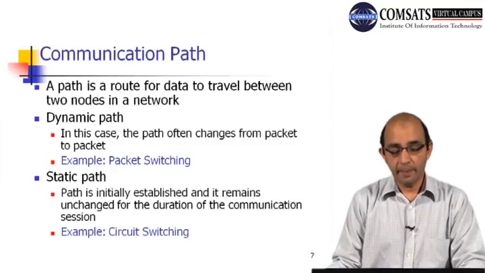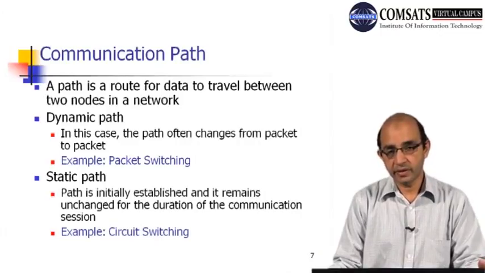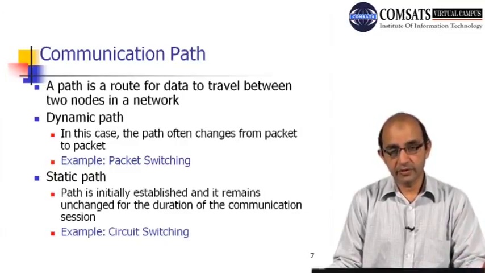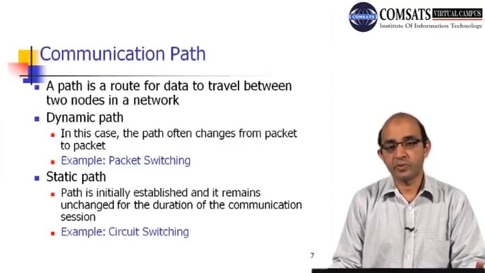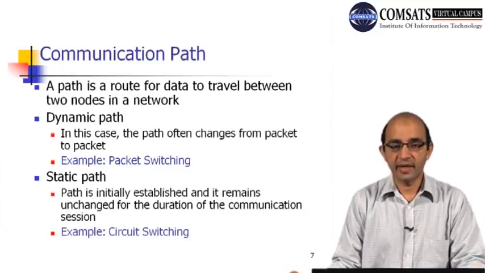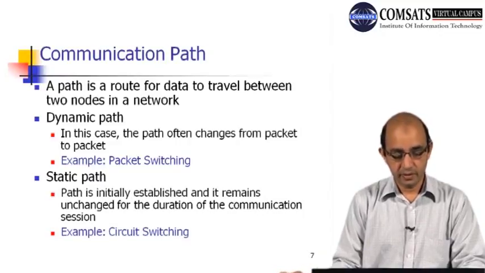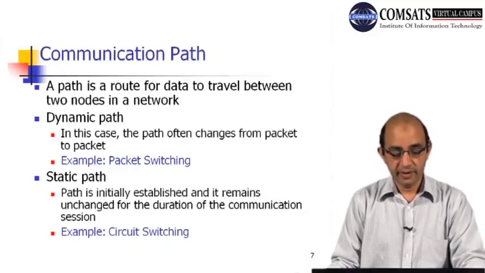So a path is a route for data to travel between two nodes in a network, or between two stations in a network. So we can have a dynamic path, right? And we also have a static path. A static path is a fixed path, as we know whenever we talk about the PSTN lines, we have fixed lines or dedicated lines from the local exchange to the subscriber's place, right? So that is called, you can take it as a static path.